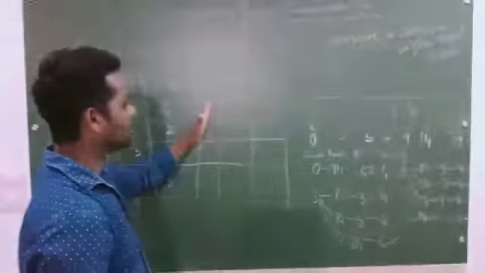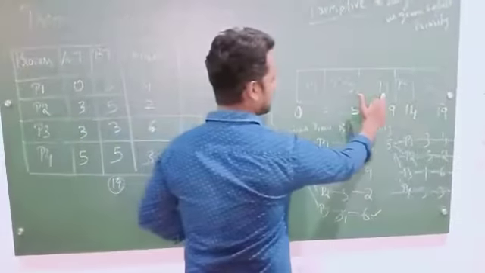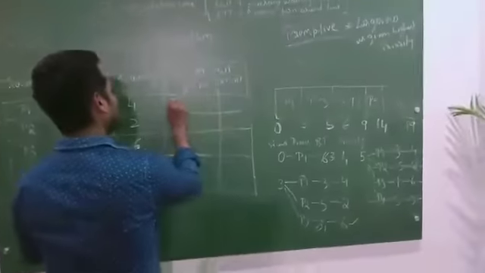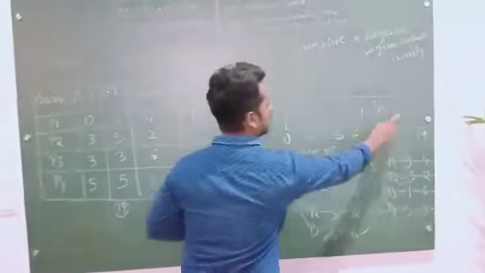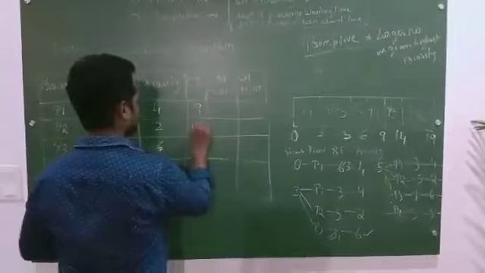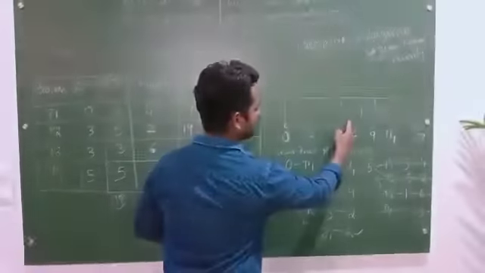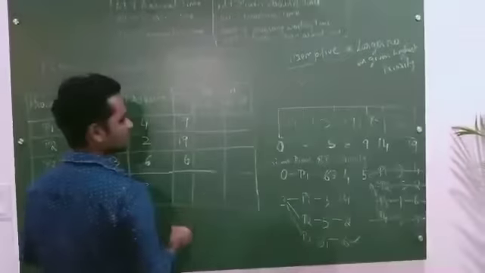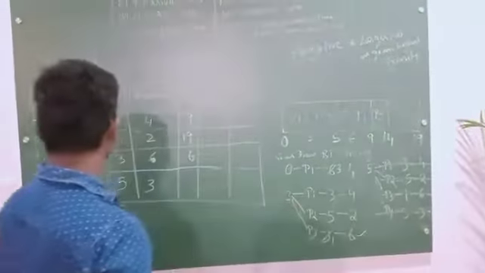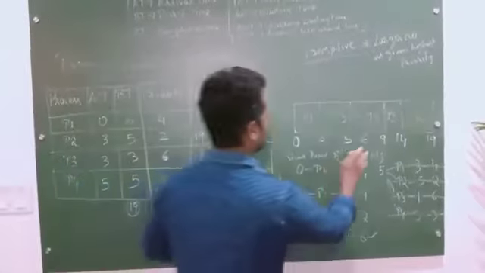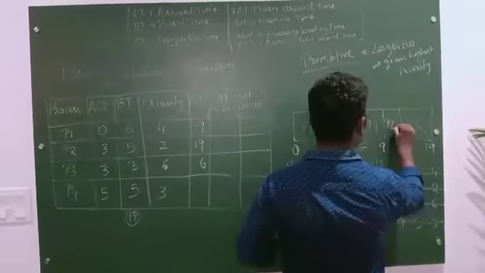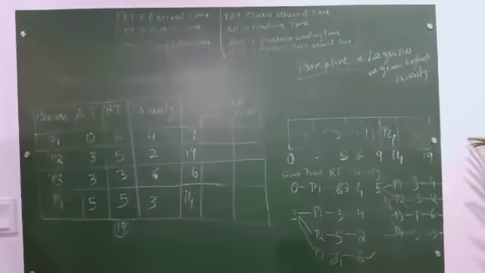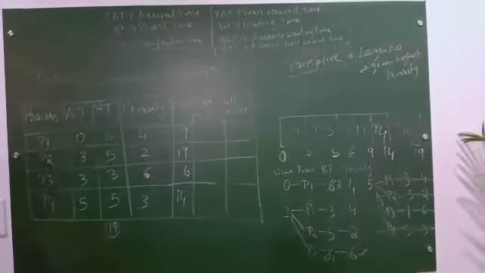Now to calculate completion time, I should consider the rightmost occurrence of each process. P1 completion time is how much here? 9. P2 is how much? 19. P3, I should consider the one towards the right. P3 completion time is how much? 6. So next P4. P4 is how much here? 14. That's it. Hope you understood.